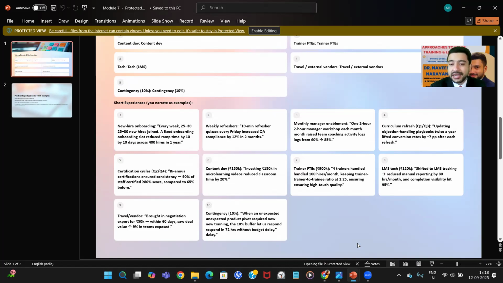You can see there I have written that we keep a trainer to trainee ratio of 1 is to 25. That means 25 trainees will be there for one trainer, ensuring high touch quality. With the high touch coaching quality, we were able to increase 9 lakhs rupees with this trainer FTEs.